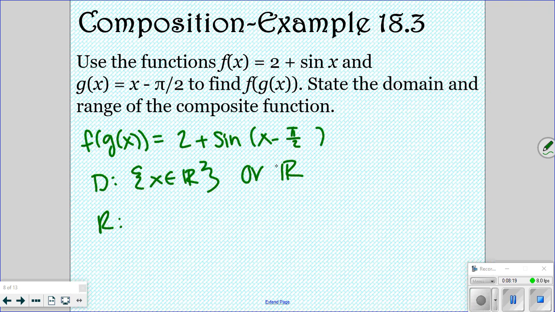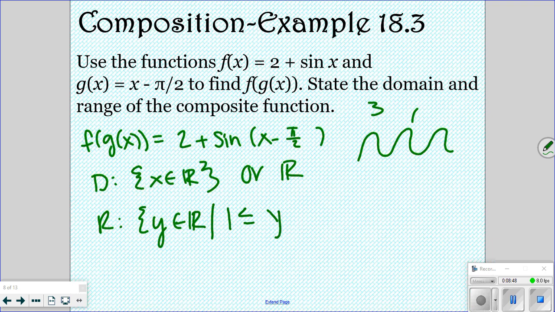For your range, this sine is always going to fluctuate between +1 and -1. Remember, it goes up and down and up and down and up and down. So if this is +1, 2 plus 1 is 3, so the most that it would be is 3. And if this is -1, 2 plus -1 is 1. So our y value is in the reals such that it goes in between 1 and 3. And that would be your range.